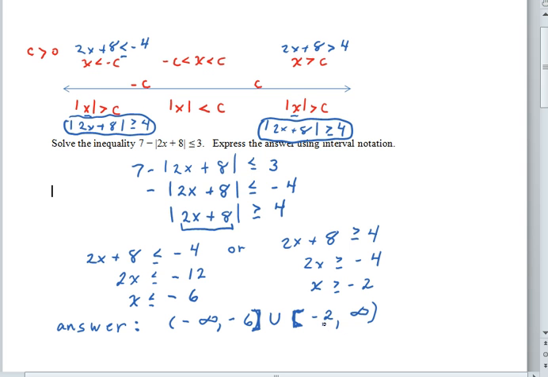Similarly, if we substitute the negative 2 into the original, 2 times negative 2 is negative 4, plus 8 is 4. The absolute value of 4 is 4. 7 minus 4 is exactly equal to 3. And I'll let you show that if you take a value that is greater than negative 2, the absolute value will actually be less than 3.